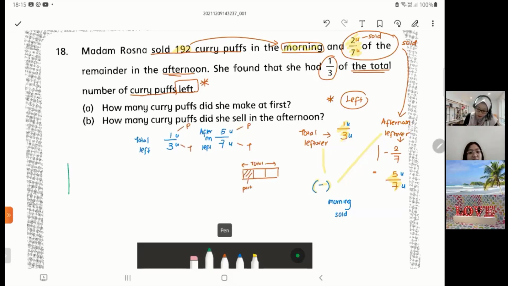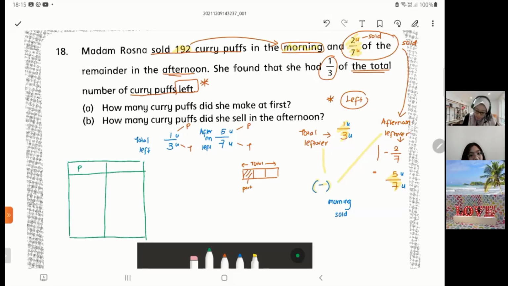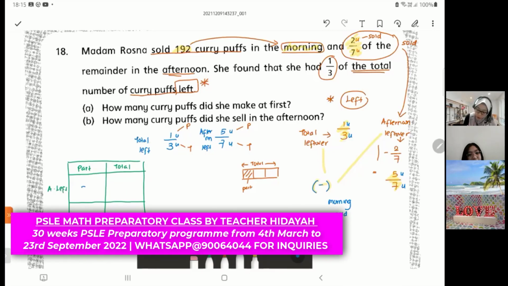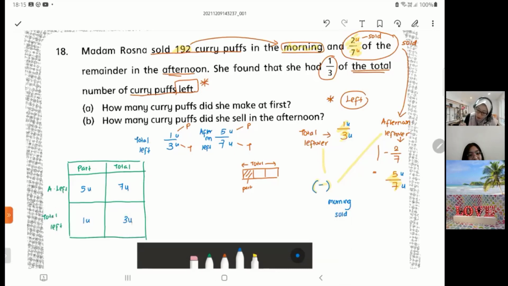Let's draw out the table, the equal concept table. A simple table, it doesn't have to be too big. Then we divide it into 2 columns, part and total. And then we have here our afternoon leftover, and then at the bottom is my total leftover. Put in the information. So the afternoon leftover is 5 units for the part, the total is 7 units, and then the total leftover is 1 unit and 3 units. This is the equal concept.